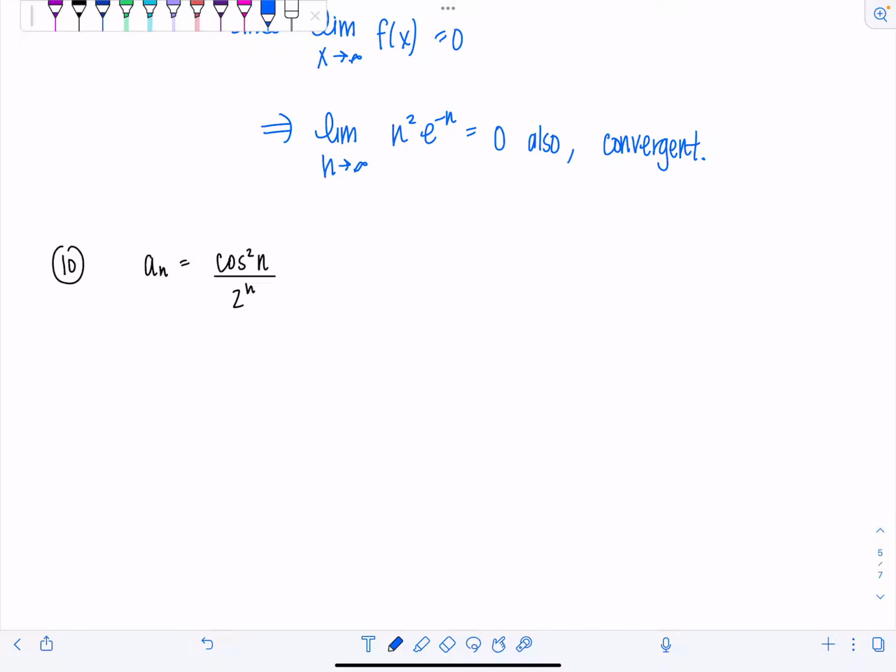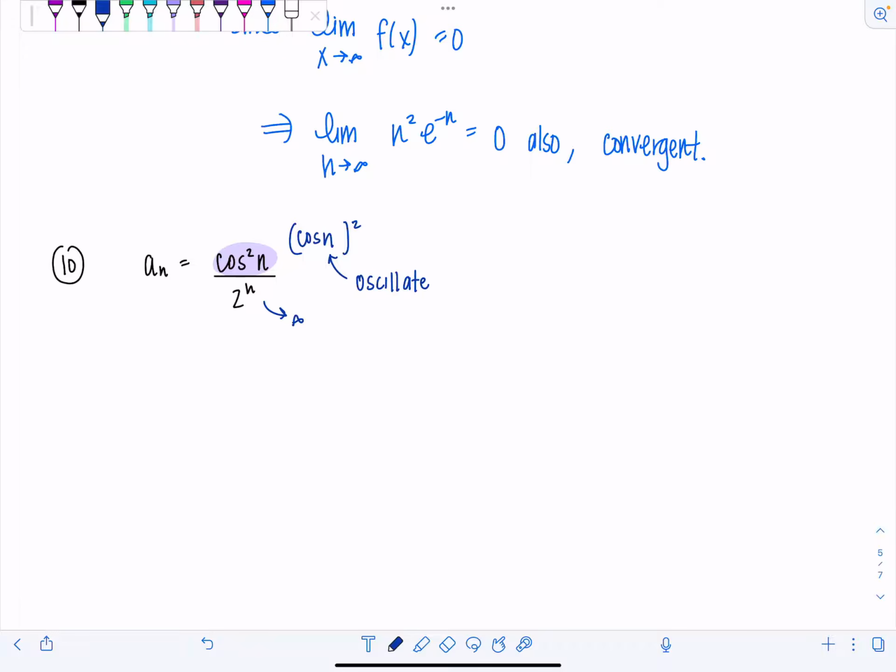Okay, here's another. a_n equals cosine squared n over 2 to the n. So if you try to take the limit directly, okay, cosine squared n, just think it's the same as cosine of n squared. And we know that cosine and sine, these oscillate. So the limit of the numerator doesn't exist. 2 to the n, that's going to approach infinity. And you might think, okay, so it's oscillating. I'm a little stuck there.